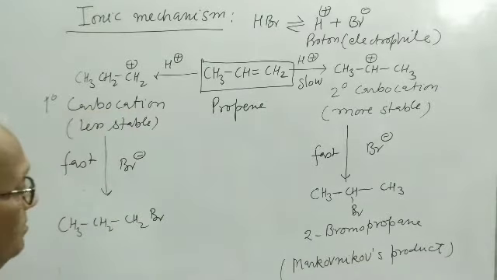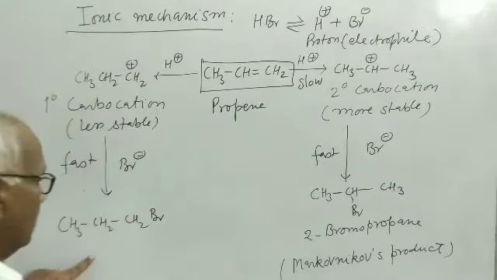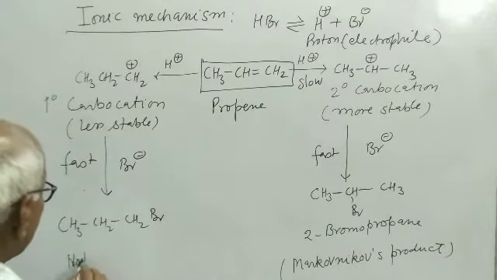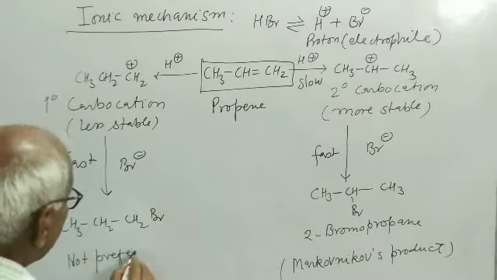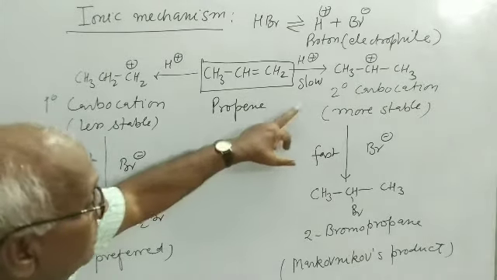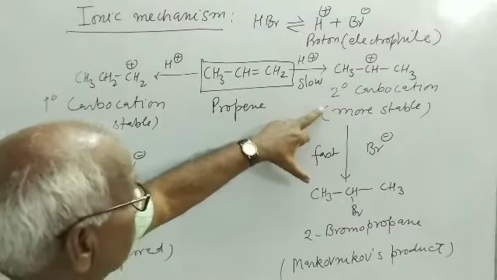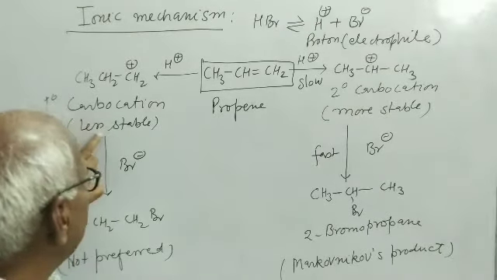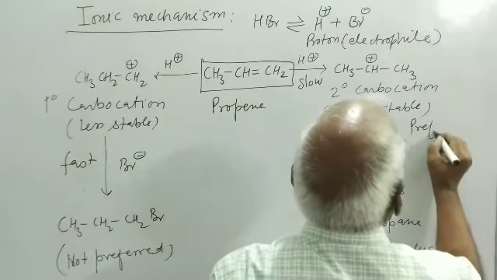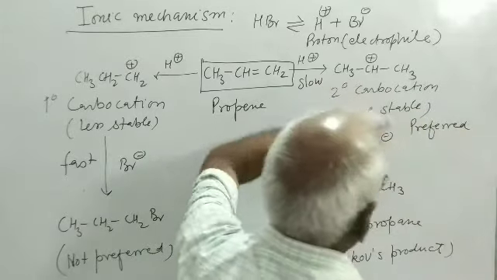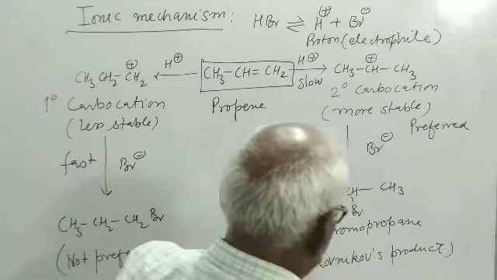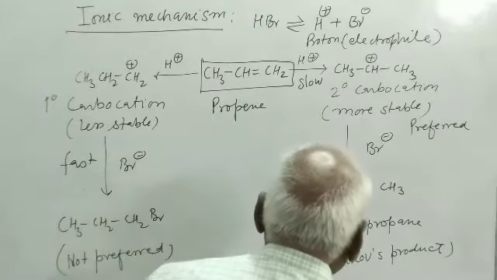Now we have to see which product is correct or this product is correct. So this product is not preferred. Why not preferred? Because 2 degree carbocation is more stable and 1 degree carbocation is less stable. So this carbocation is preferred. Through a preferred intermediate, the resulting product is 2-bromopropane. So it is the preferred product.